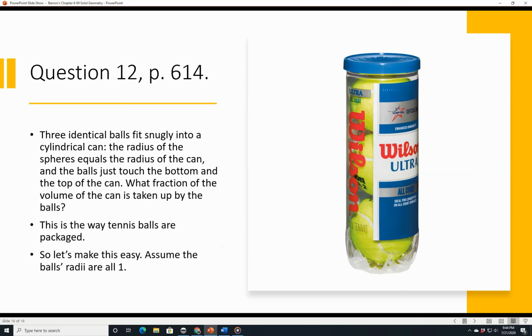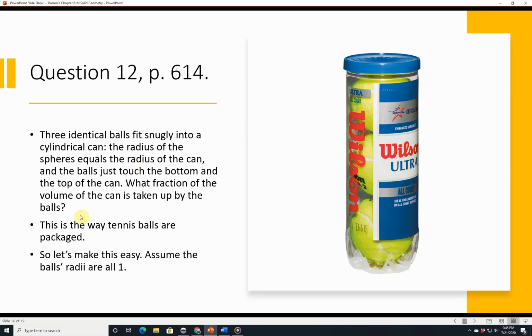Then, question 12, page 614. 3 identical balls fit snugly into a cylindrical can. When I saw this problem, I was like, hey, that's like a tennis ball. It's like 3 tennis balls inside a canister. So, the radius of the spheres equals the radius of the can, and the balls just touch the bottom and the top of the can. What fraction of the volume of the can is taken up by the balls?